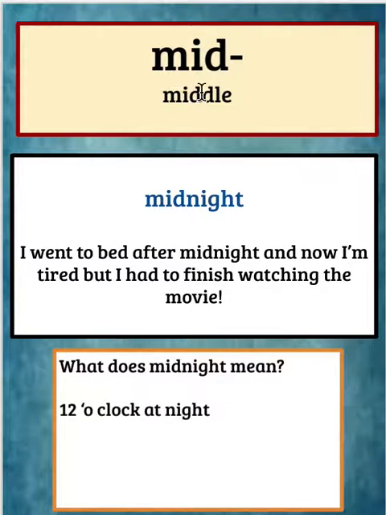This week, we're going to work on the prefix mid, which means middle. So, midnight. I went to bed after midnight and now I'm tired, but I had to finish watching the movie. What does midnight mean? It means 12 o'clock at night, right? Because we know that a day has 24 hours. So 12 o'clock at night is the middle of the night. So middle of the night, midnight.